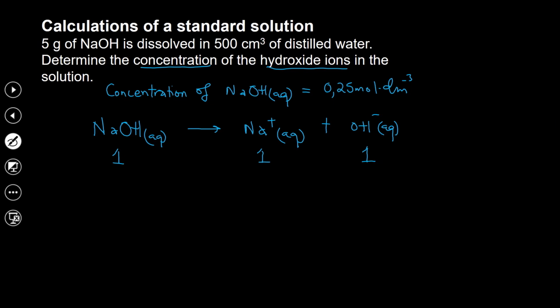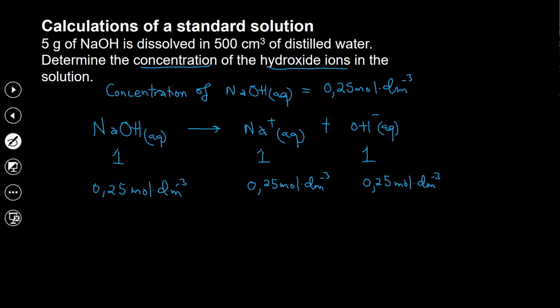So if the concentration of sodium hydroxide is 0.25 mole per cubic decimeter, the concentration of the sodium ion will also be, because of the ratio 1:1, 0.25 mole per cubic decimeter. Then what about that of the hydroxide ion? Because for every mole of sodium hydroxide in that solution, there is a mole of the hydroxide ion. So the ratio still remains 1:1. So this gives us 0.25 mole per cubic decimeter.